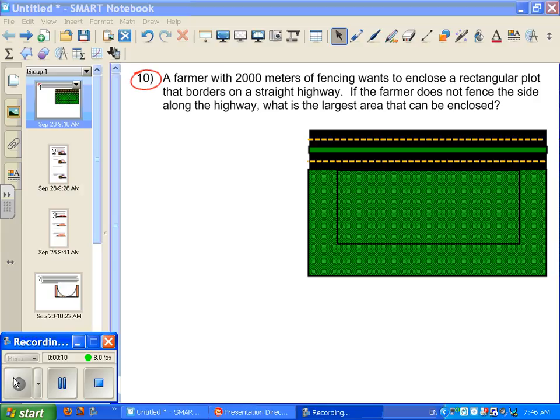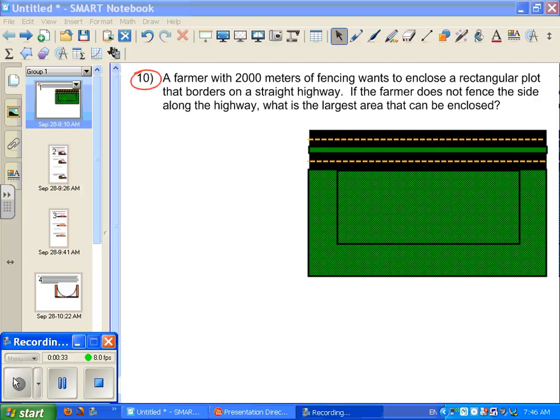But he has 2,000 meters of fencing and wants to enclose a rectangular plot that borders on a straight highway. So if the farmer does not fence in the side along the highway, what's the largest area that can be enclosed? All right, so it's kind of like the one that we had yesterday, and kind of like the one I warned you about. Well, actually, didn't you guys have the alligator problem? Okay, so you guys had that one. So it's a lot like that.